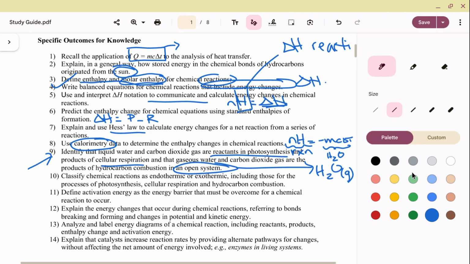Looking at number 10, being able to say if you're endo or exothermic, and that includes for photosynthesis, which would be endo, cellular respiration, which would be exo, and combustion reactions, which is also exo.